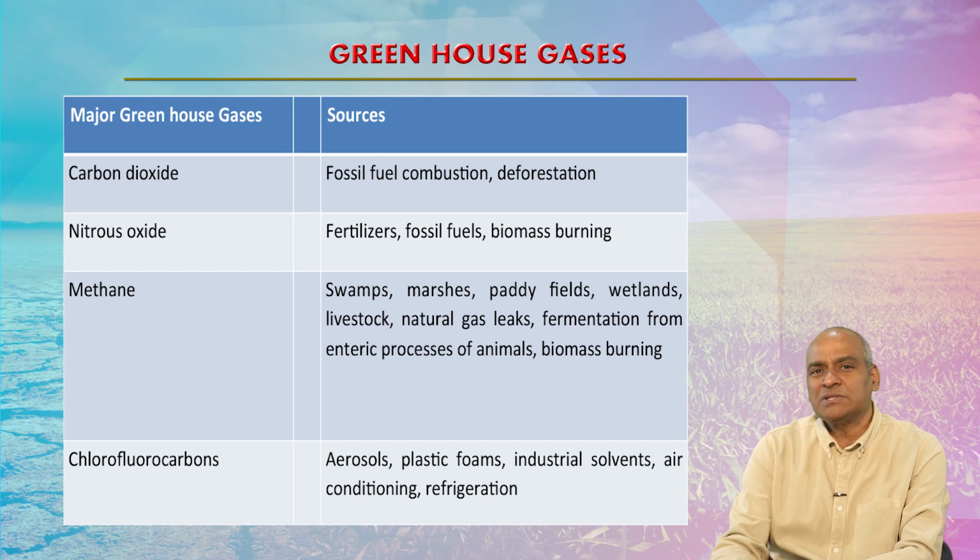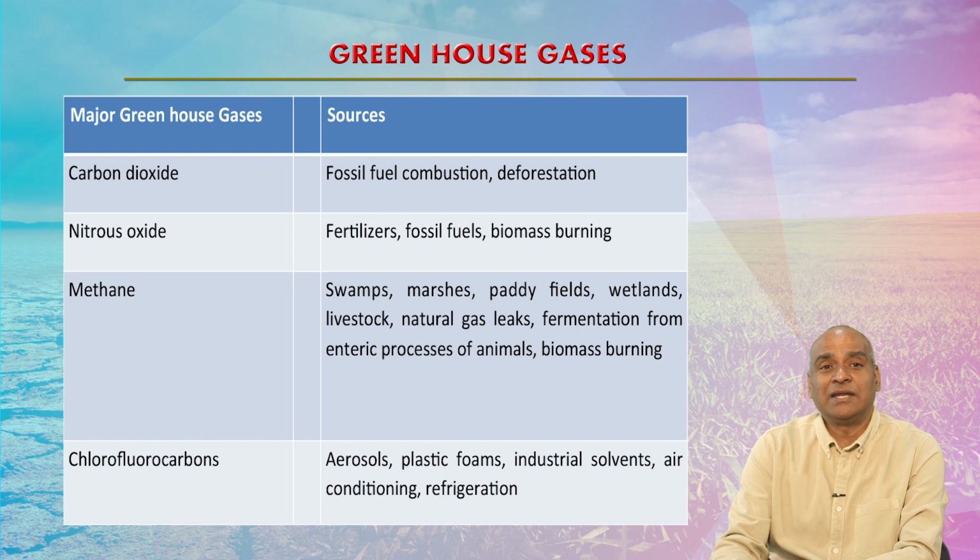Now, what are the sources of these greenhouse gases? If we say humans are contributing, what activities of humans are contributing to these gases? Carbon dioxide, for example: fossil fuel combustion and deforestation. That is why it is important to phase out fossil fuels. Nitrous oxide: again fertilizers, fossil fuels and biomass burning are the source.